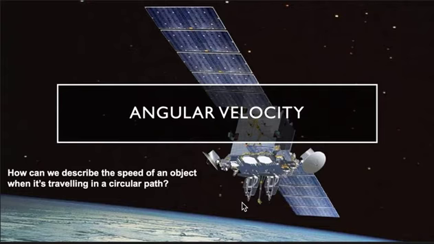Today we're going to be looking at angular velocity and circular motion. Okay, so we're looking at angular velocity today. We're going to look at how we can describe the speed of an object when it's travelling in a circular path. So, for example, this satellite travelling around the Earth, how can we describe how fast it's going?